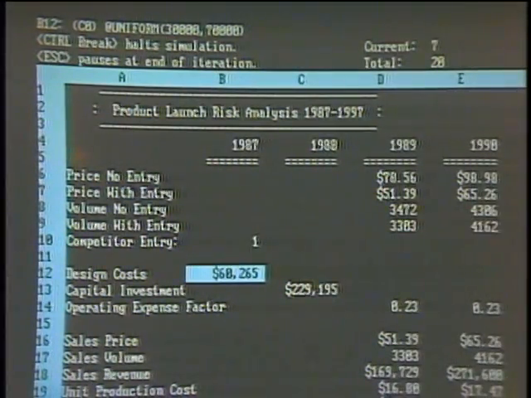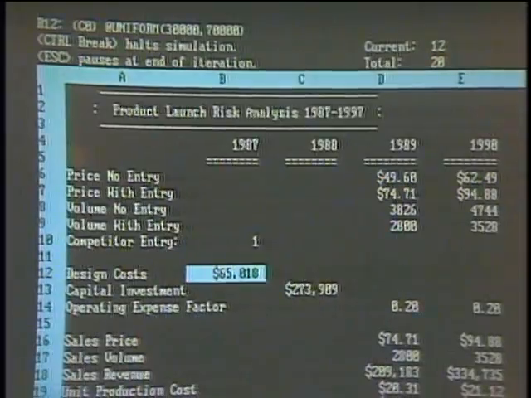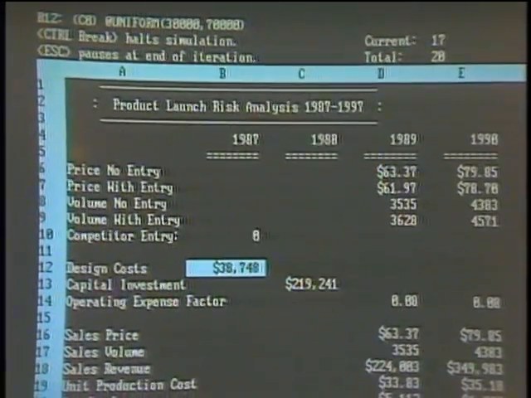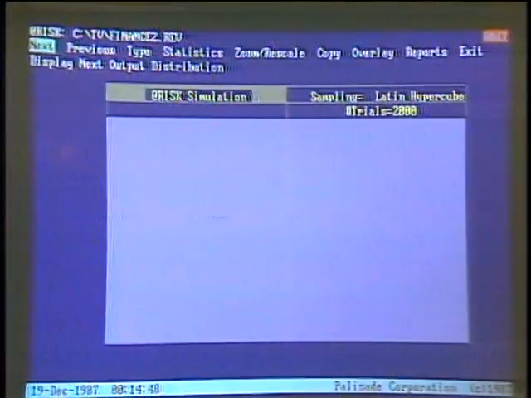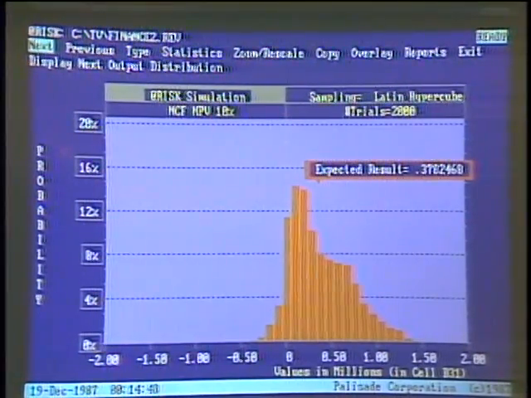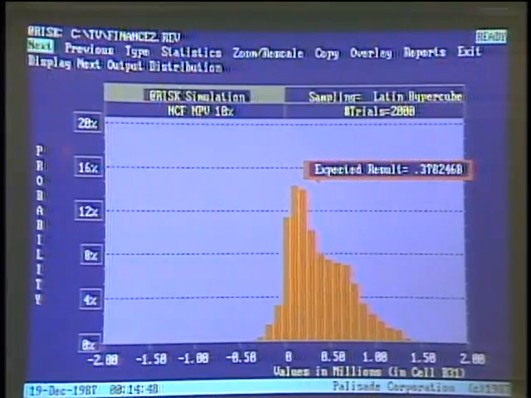Values are being sampled randomly for each cell that contains one of these distribution @ functions, and then the sheet is being recalculated. What happens then is that the At Risk add-in collects all the values for cells you've chosen for output, stores them on disk, and then passes them, after 1-2-3 is temporarily shut down, to this companion routine, which is essentially our output routine.